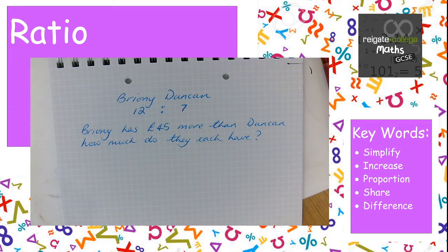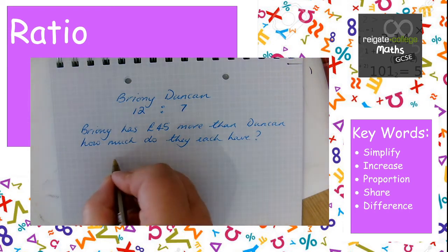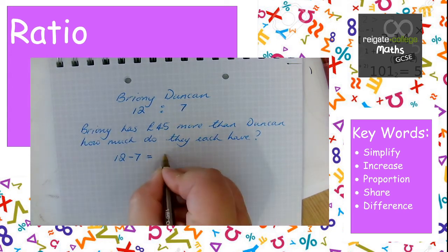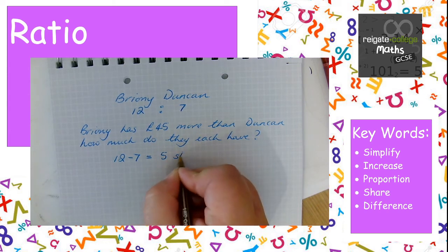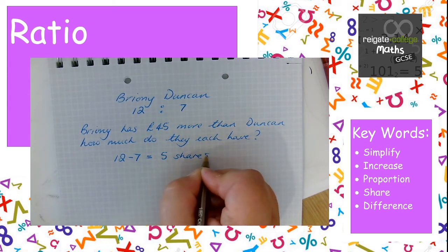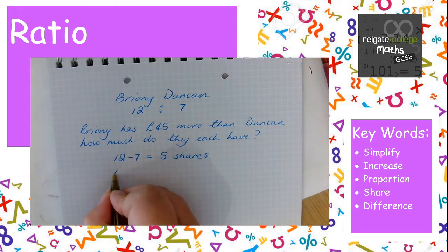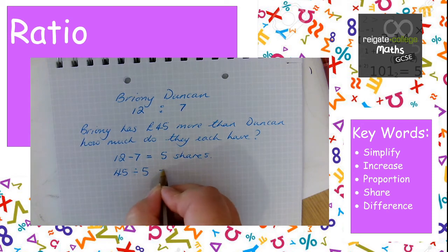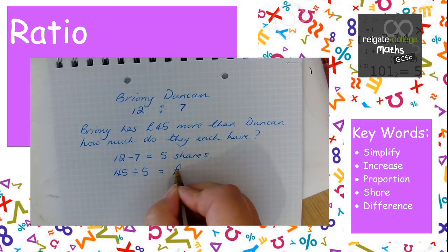Bryony has £45 more than Duncan. They've shared an amount in a ratio of 12 to 7, and I need to work out how much they both have. Again, I'm looking at the difference. So if Bryony receives 12 shares, Duncan receives 7, the difference is 5 shares. £45 divided by 5 shares means each share has a value of £9.